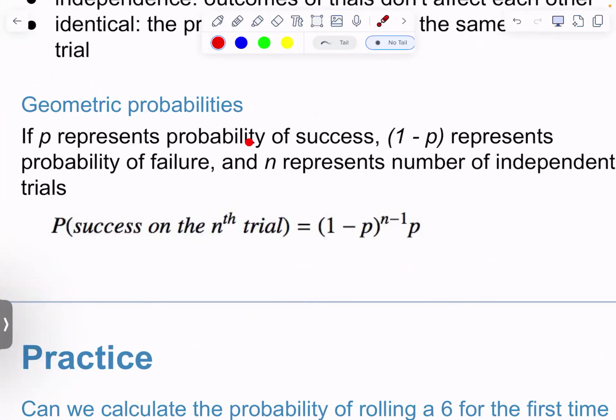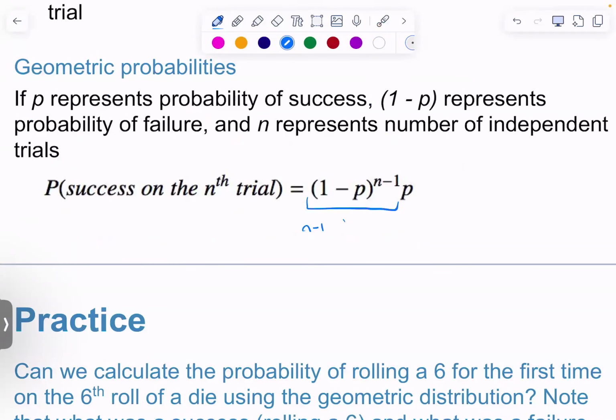If p represents the probability of success, then 1 minus p represents the probability of failure, and n represents the number of independent trials, then the probability that you get a success on the nth trial is that you have to have n minus 1 failures times 1 success. N minus 1 failures, 1 success.